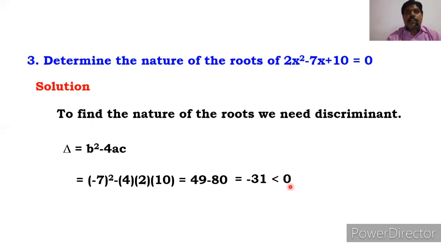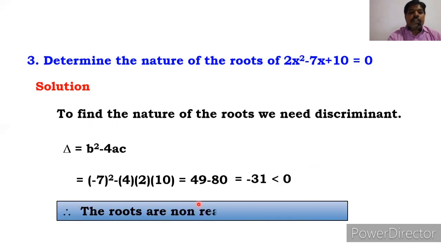So the third condition, what is the third condition is, the roots are non-real complex numbers and conjugate to each other. So the roots are non-real complex numbers. Do you understand, students? So this is the problem. By using the nature of the roots, without finding the roots, you can calculate what is the nature of the roots.